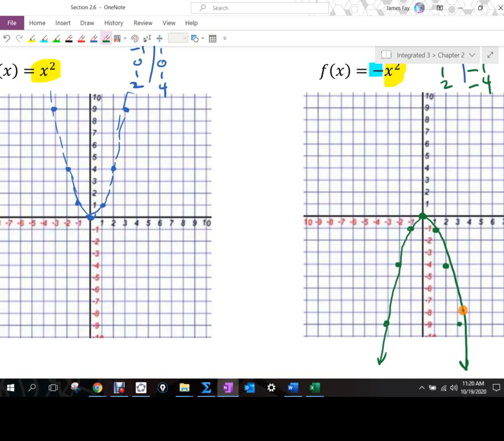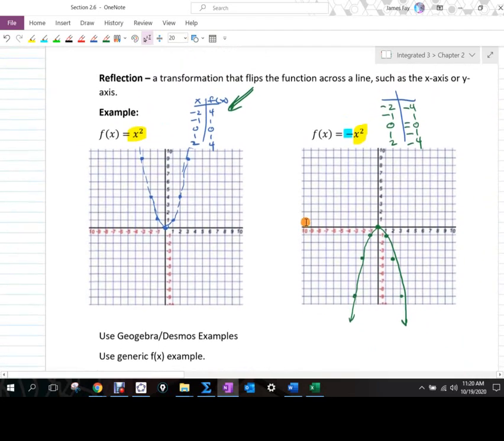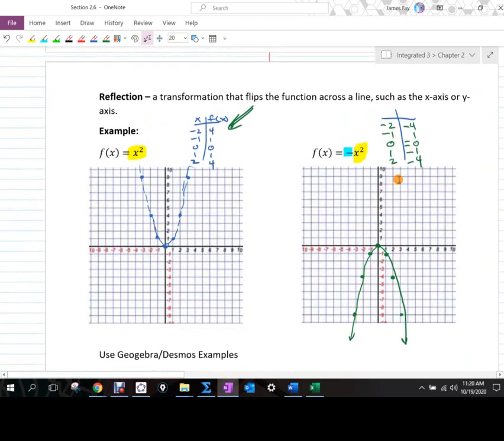Okay? Do you have a question? I was going to ask if you could zoom out. Oh, yeah. Is that good?